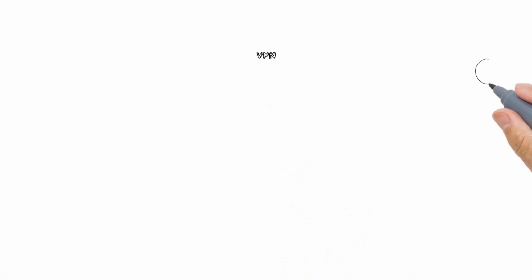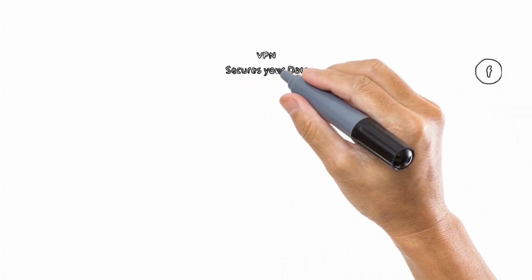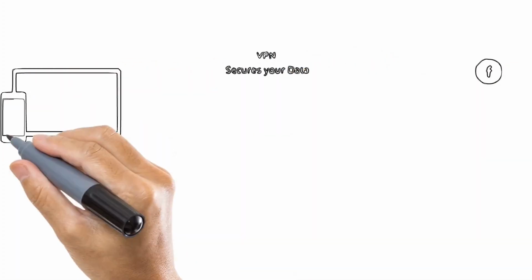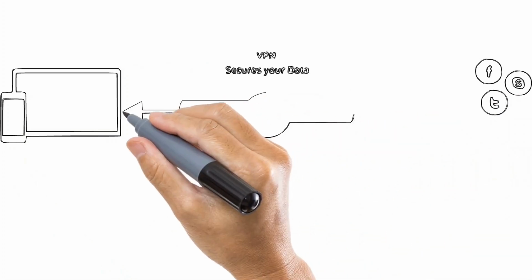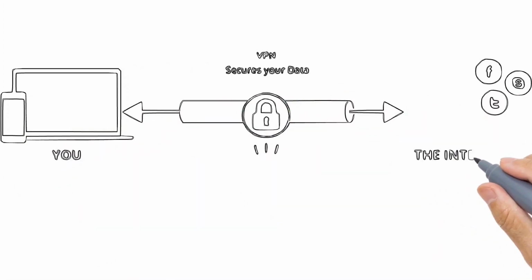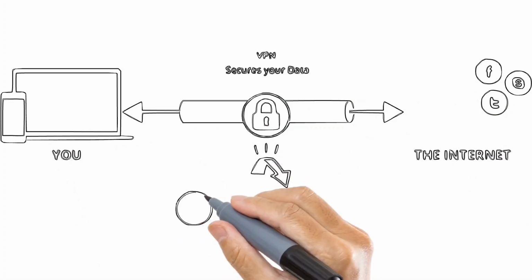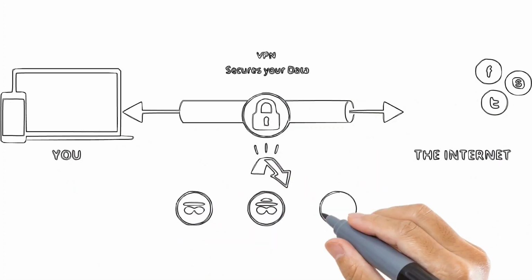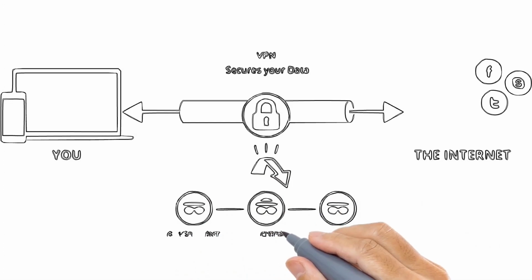A virtual private network, VPN, extends a private network across a public network and enables users to send and receive data across shared or public networks as if their computing devices were directly connected to the private network.